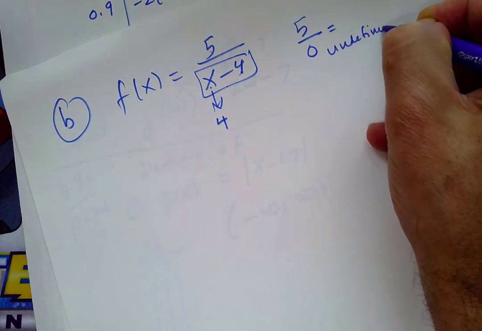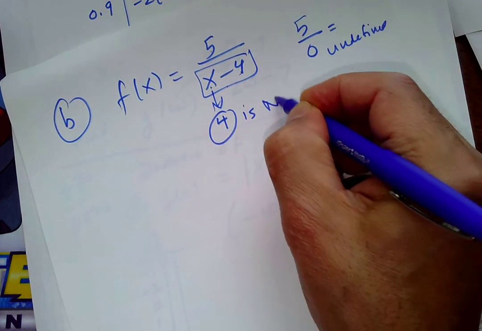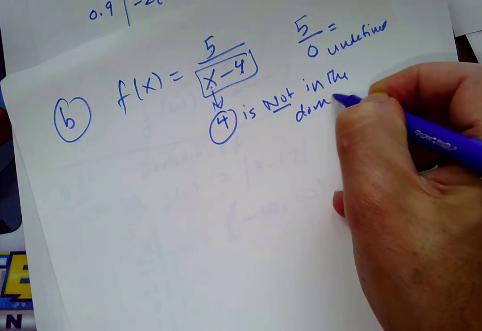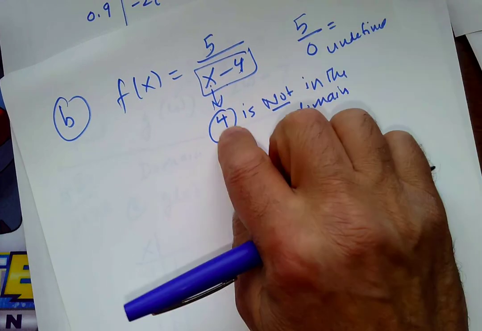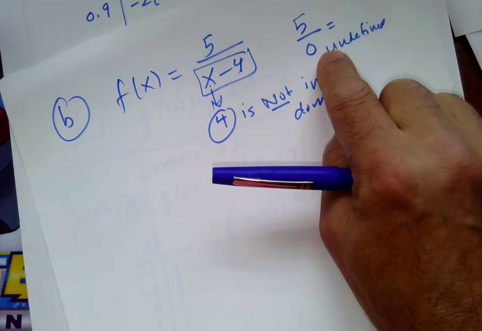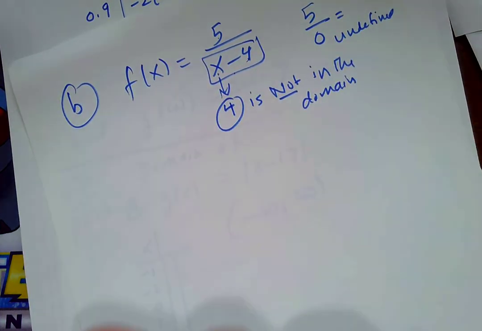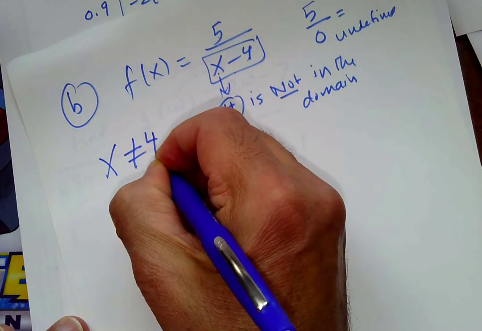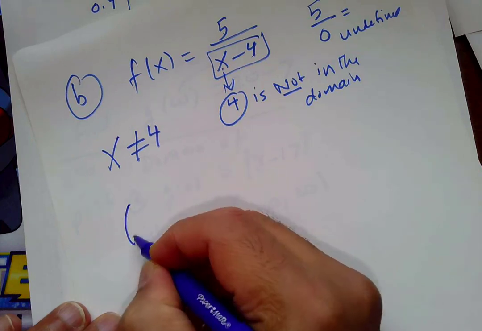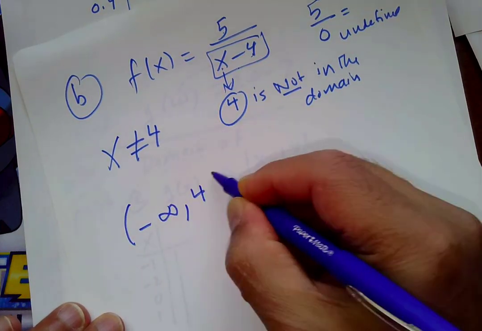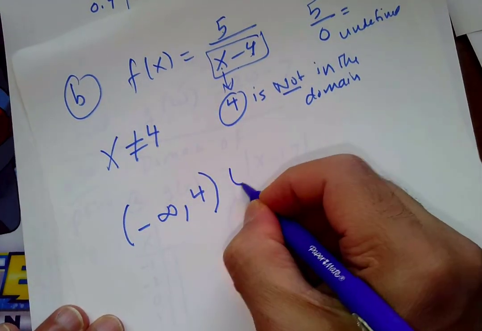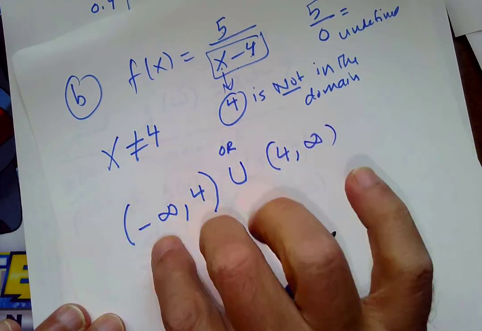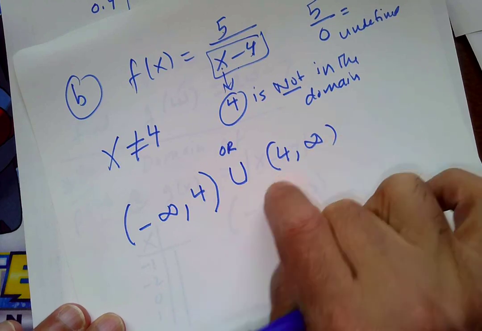So that's why 4 is not in the domain. Why is it not in the domain? Because it cannot be paired with a y value. If you plug a 4 in for x, y is undefined. So any real number is in the domain except 4. We can write our answer like this, or we can write negative infinity to 4, not including 4 by using parentheses, union, or 4 to infinity. So this covers the whole number line except 4.